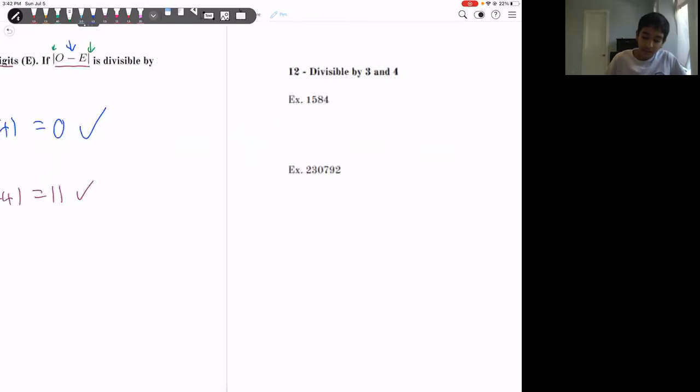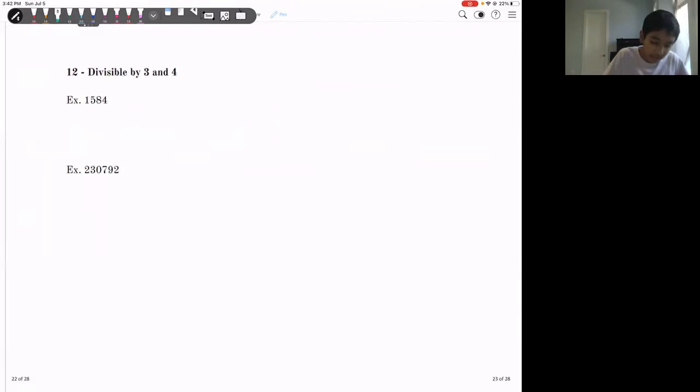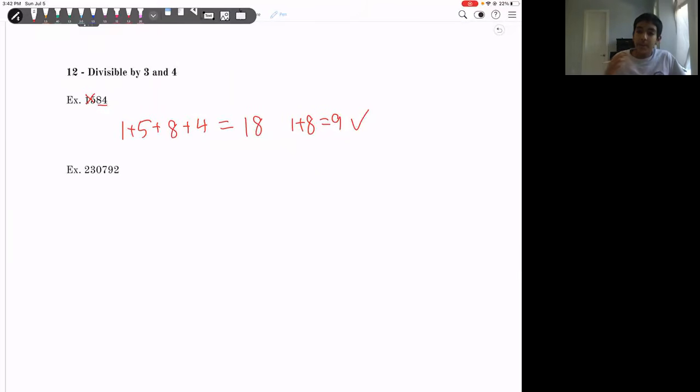Okay, let's move on then. For 12, it has to be divisible by both 3 and 4. This is pretty easy to check. 1584. For 4, we can ignore the first two digits. We have that 84 is divisible by 4. So for 4, it's yes. Now what about 3? For 3, we check 1 plus 5 plus 8 plus 4, and the sum is 18. And 18, you can add it further, 1 plus 8 is 9, and 9 is divisible by 3. So it's divisible by both 3 and 4, so it's divisible by 12 as well.